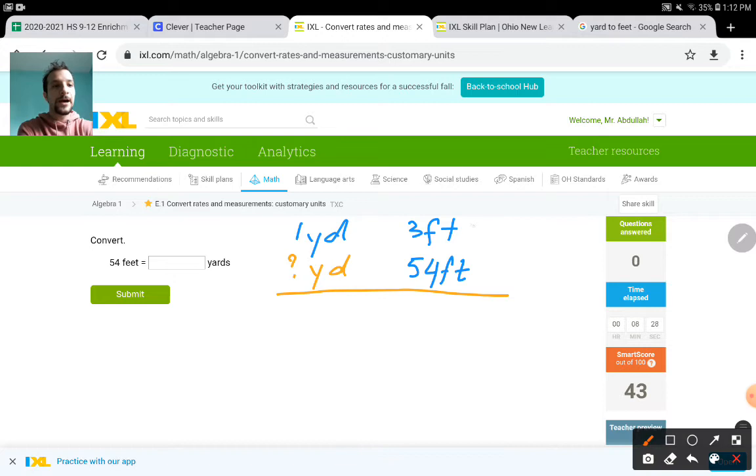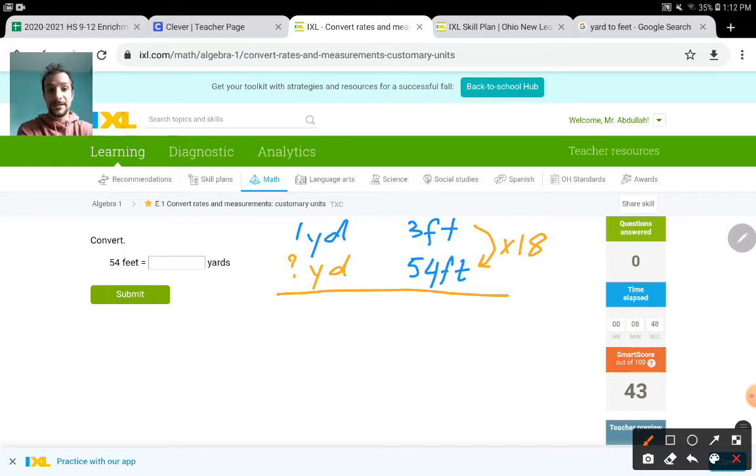Figure your pattern out. How many times 3 equals 54? So the easiest way is just divide 54 by 3, you will get 18. So this is times 18. You can use Google's calculator or Desmos.com. I will show you that calculator later.